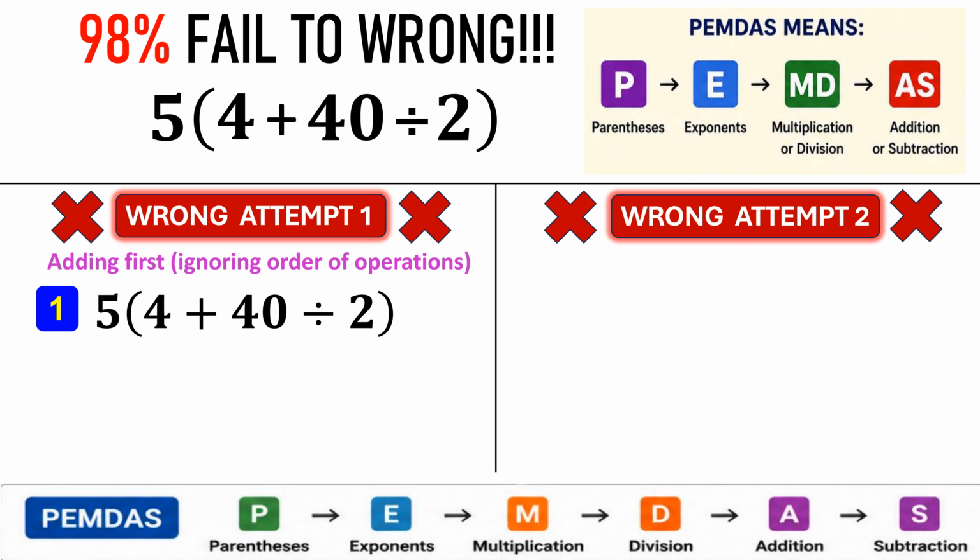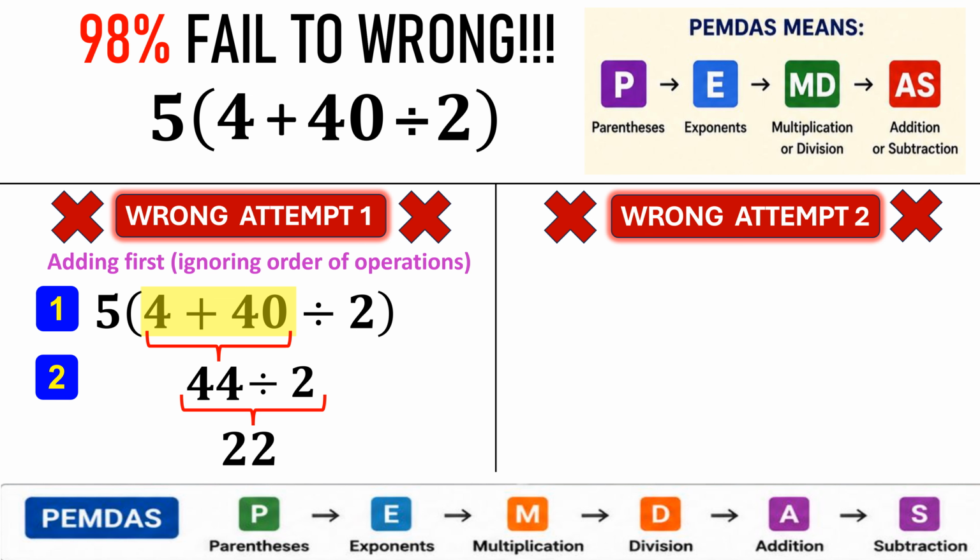In the first incorrect method, the person does the addition first. That is, they say, 4 plus 40 equals 44. Then they divide 44 by 2, which gives 22. Finally, they multiply 5 by 22 and get 110. So the answer of this method is 110. But this answer is wrong. Why? Because in mathematics, we cannot perform operations simply from left to right or based on our own preference. There is a specific order for performing operations.